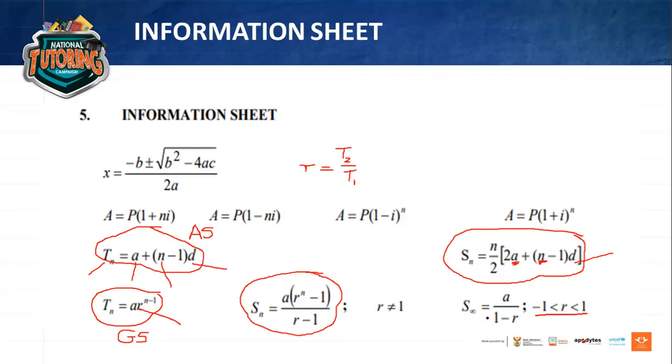But if it converges, we are able to get the sum to infinity. So the sum to infinity is a over 1 minus r, where a is our first term and r is the constant ratio. It's important that you remember that your r would be your constant ratio. All right, so these are the formulas for the geometric sequence, for the sum and also for the sum to infinity.